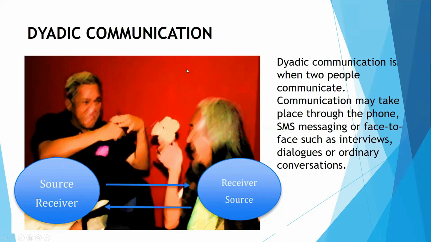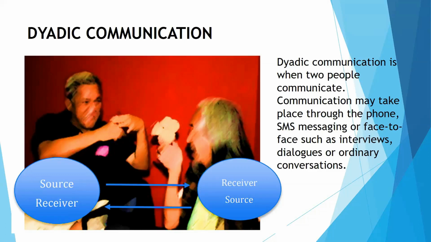So after the interpersonal communication, which is only one person, now we have the dyadic communication, in which two persons are communicating with each other. Okay, so I'm giving an example: a husband talking to his wife. What else? It can be you and your friend. So we can call it dyadic communication.